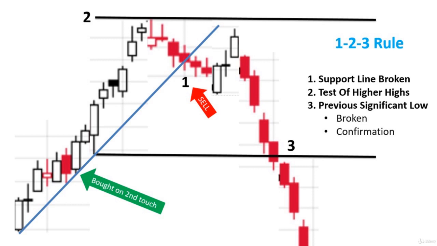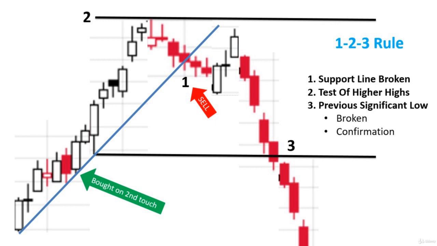But if you want to try 1-2-3 to see if it's more of a false type of breakage, then the second step after the support line is broken is you're watching for it to test the higher highs. You might go down a little bit more, might go sideways, but then you're looking for a turnaround and for it to go back up and test the higher highs.